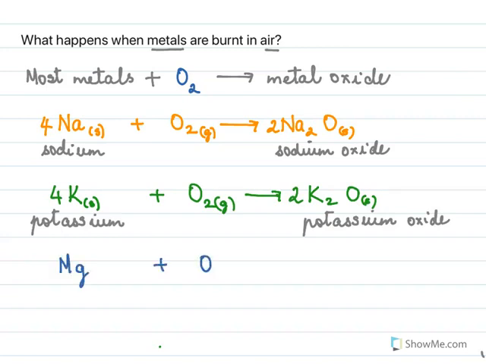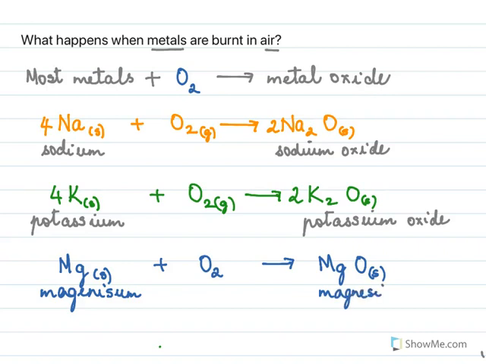Magnesium too. Magnesium is Mg. Mg, when burnt in air, it combines with oxygen and forms magnesium oxide. This is magnesium, maybe a magnesium ribbon, and this is magnesium oxide, which is like a white powder.